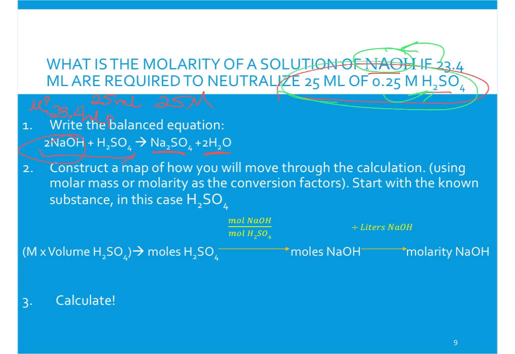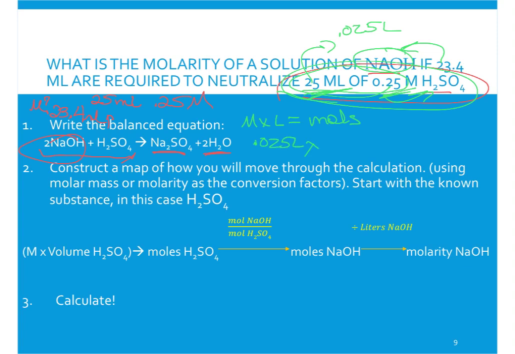You're always going to start with the substance that you have the most information on, okay? We know the volume and we know the molarity of sulfuric acid. Do you remember me saying that most often in solution stoichiometry, you're going to be multiplying molarity times liters to get moles? Well, that's exactly what we're going to do here, right? So we have 25 milliliters, which is 0.025 liters.